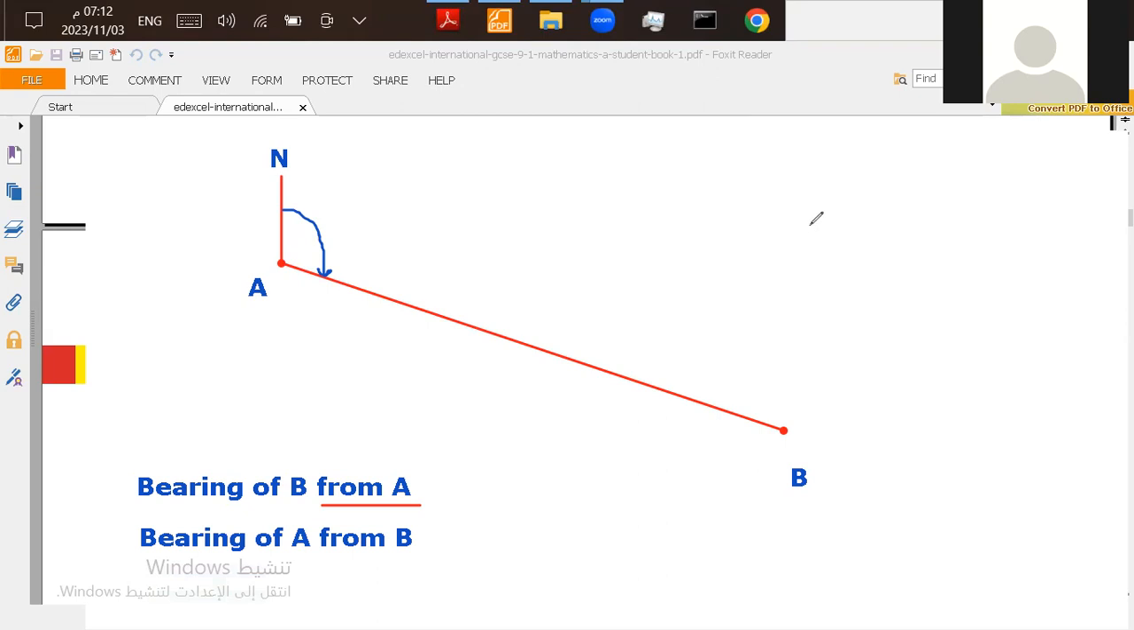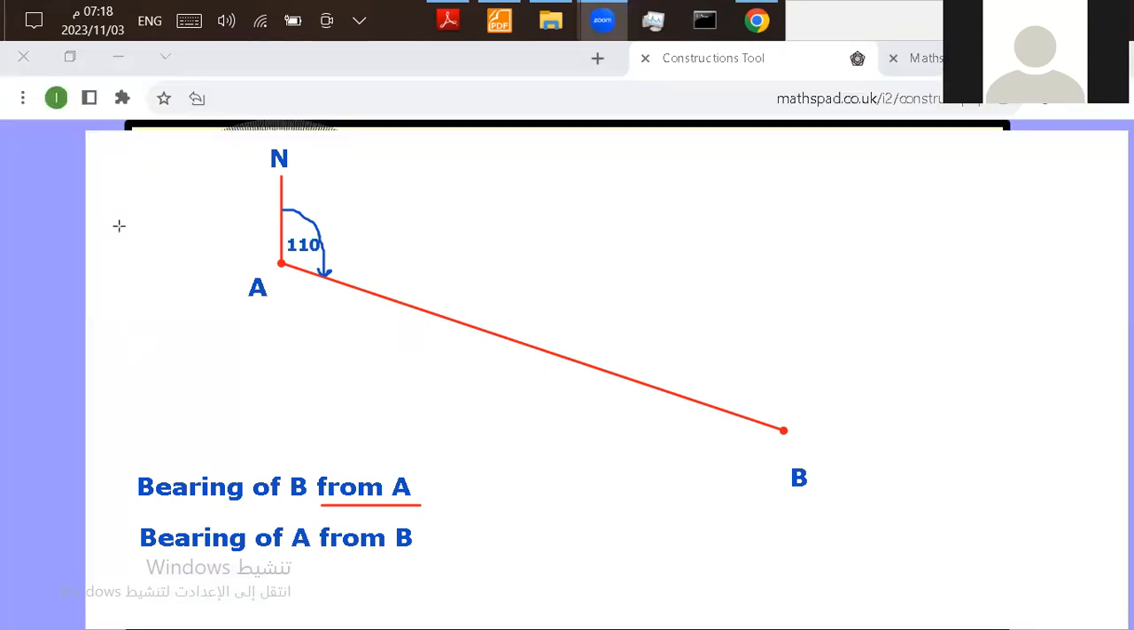Now, I'm going to show you how to use the protractor to find this angle. After drawing the north line and finding the bearing, which starts from the north line and goes clockwise until the connecting line stops you, you measure the angle with the protractor. For example, if we find it's 110, it means the bearing from A is 110. Now, I want to find the other bearing, but I don't want to do the steps again.